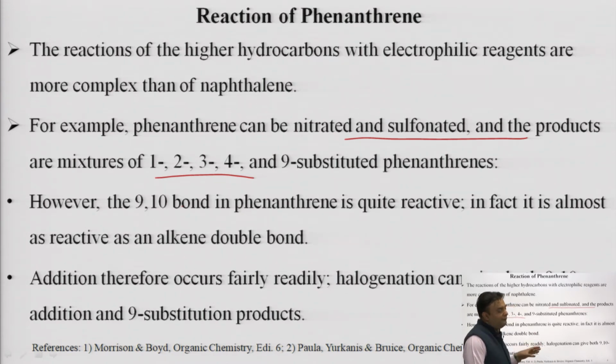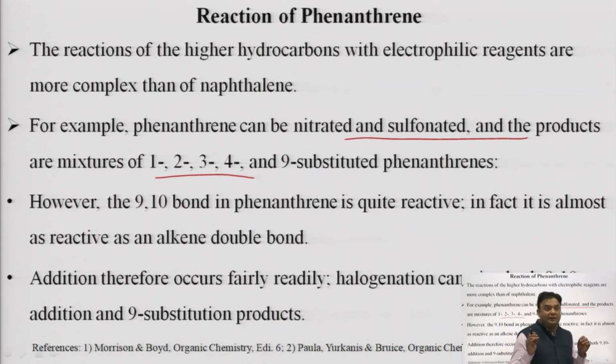Out of those 5 types of substitution, the major product will be the one with more stability. However, the 9 and 10 bond in phenanthrene is quite reactive. In fact, it is almost as reactive as an alkene double bond, so addition therefore occurs fairly readily. Halogenation can give both 9,10 addition and 9 substituted product. If we go for the electrophilic substitution reaction mechanism, then we get the 9 substituted product.